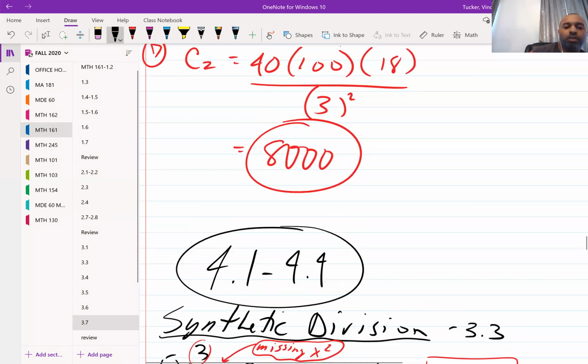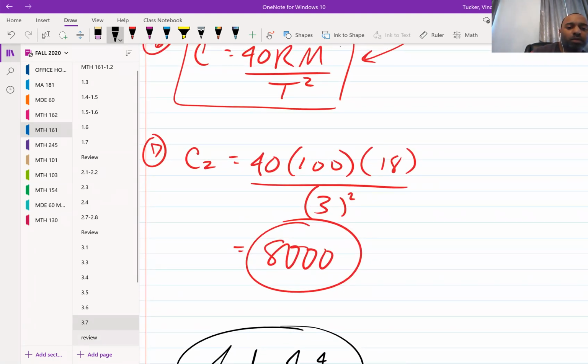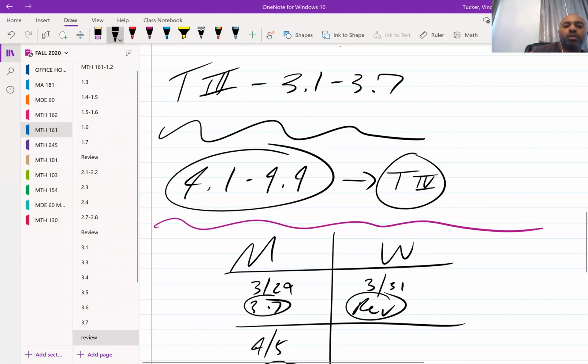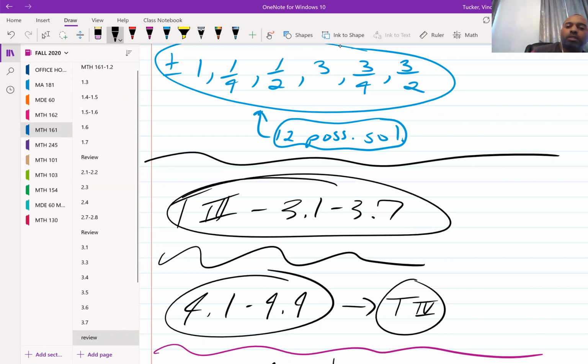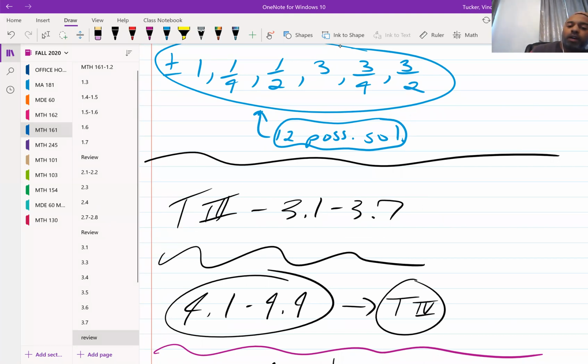So we are now done with chapter 3, which is 3.1 through 3.7. And we have one more set of new content that I know we have to get through, which is 4.1 through 4.4. I'm pointing that out as what I know we have to cover in order to prepare you for going to Pre-Calc 2.